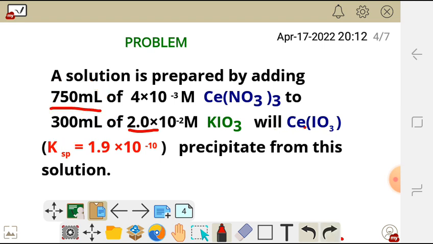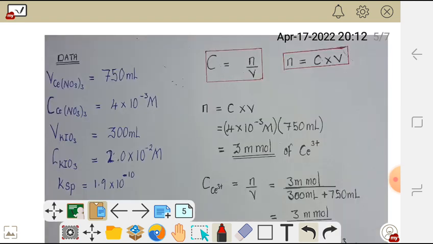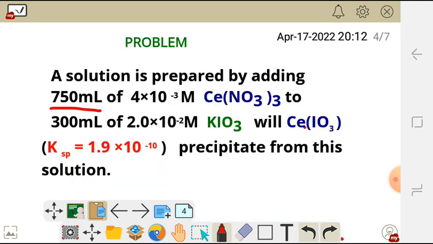Okay, so to find the number of moles, we're going to use this formula there, which is number of moles is equal to concentration multiplied by volume. We have cerium nitrate here, so we want to find the number of moles of cerium. So we are going to multiply the concentration, which is 4 by 10 to the power negative 3 molar of cerium nitrate, by 750 ml to find the number of moles of cerium.